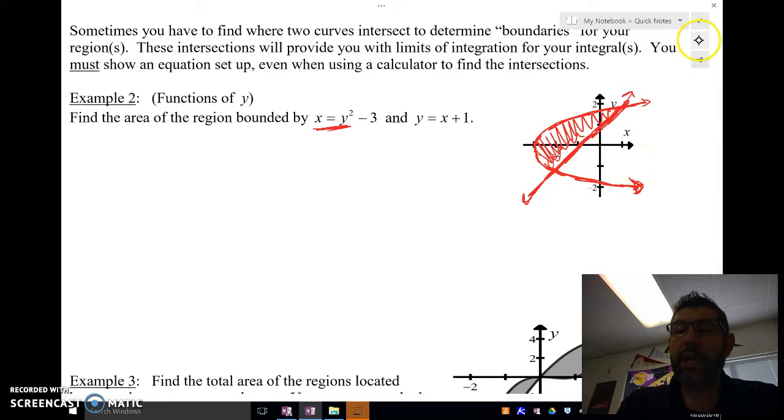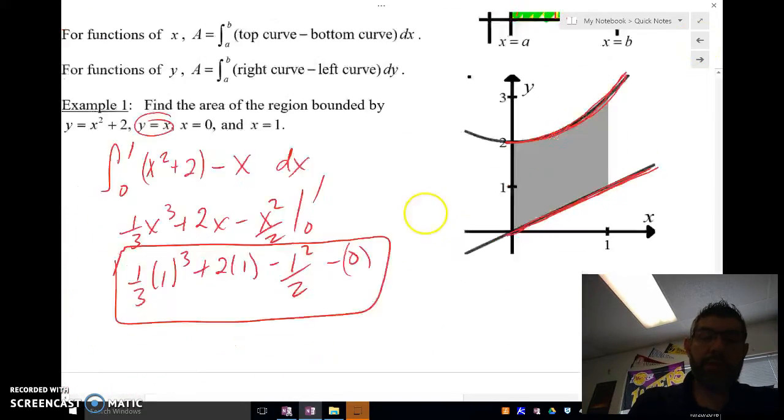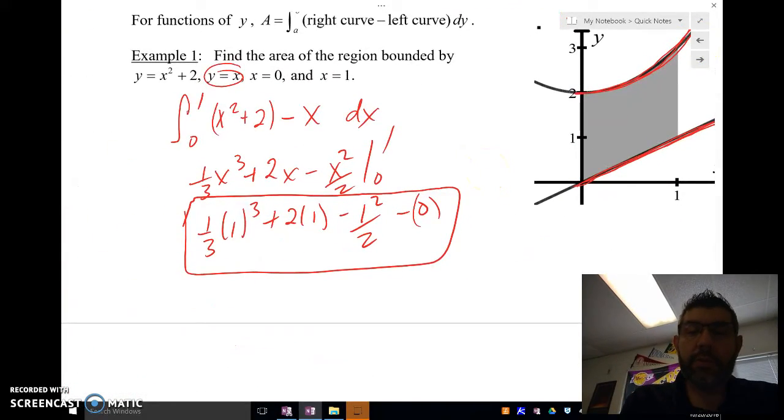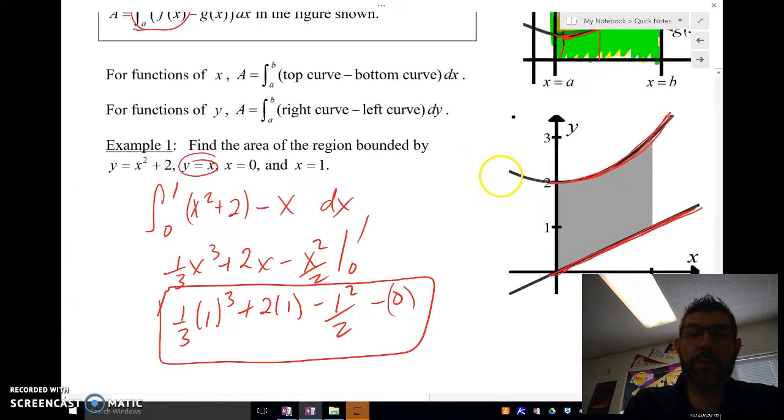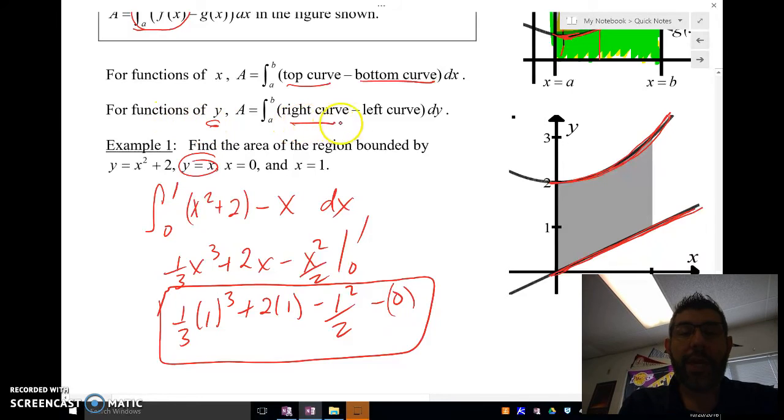All right, so the rule that I said earlier is we want to go top curve minus bottom curve. And that's even if they're in the bottom, we still want to go top curve minus bottom curve, so that way it gives us a positive area. If we're going for functions of y, we're going to go right curve minus left curve. All right, so let's take a look.